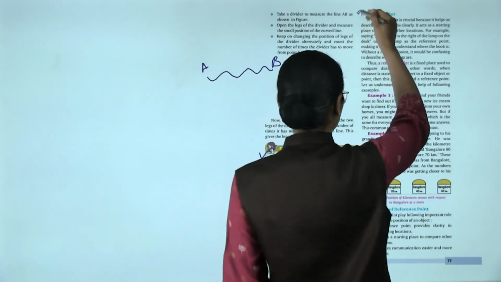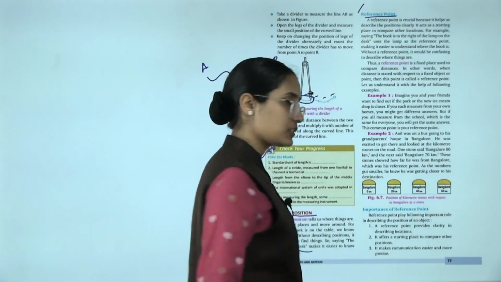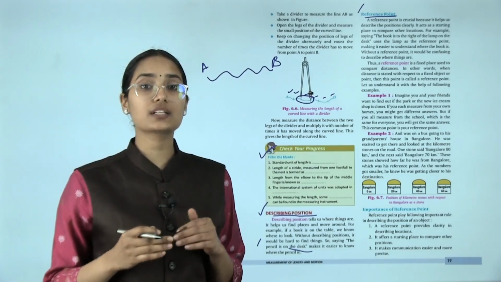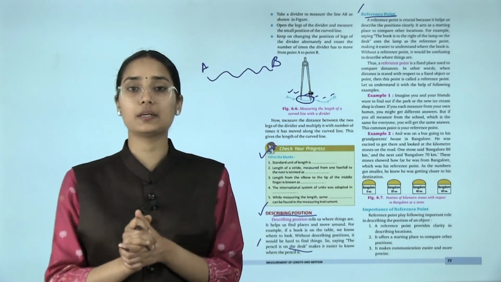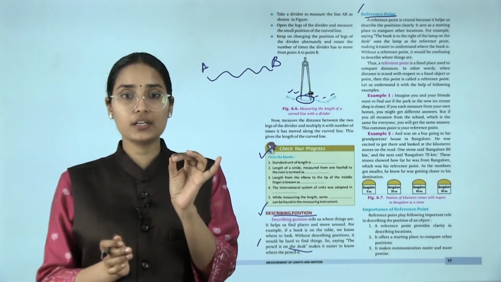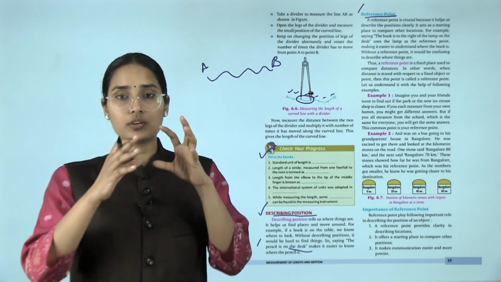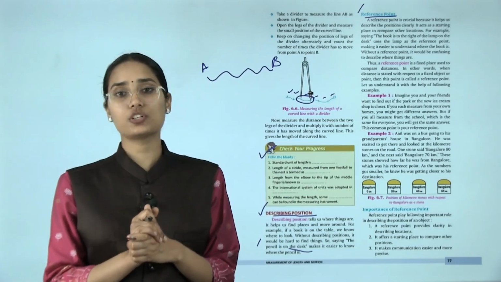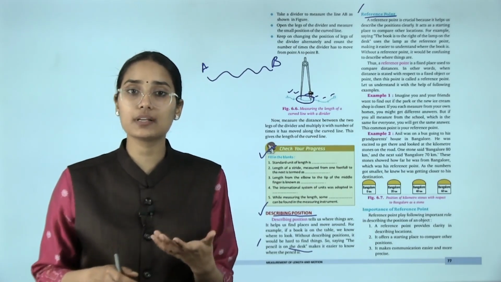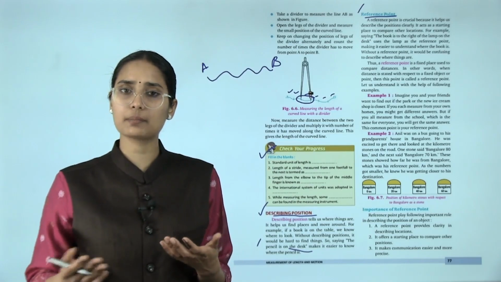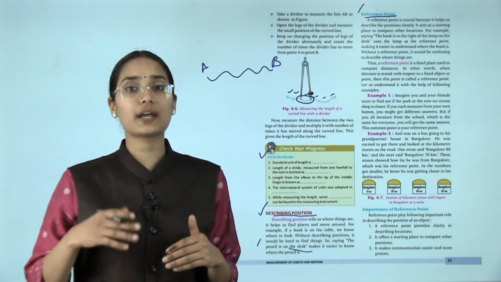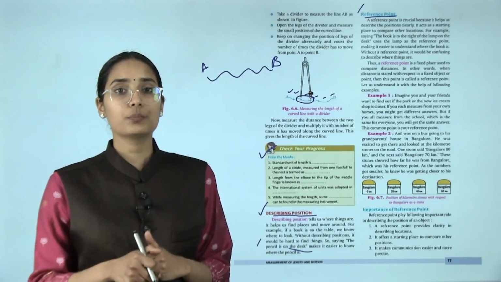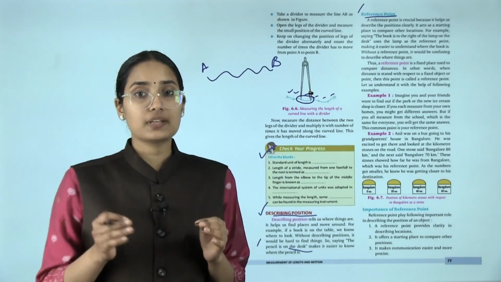For example, a reference point is crucial because it helps us describe the position clearly. A reference point is a point or an object which describes the position clearly. It acts as a starting place to compare other locations. For example, saying the book is to the right of the lamp on the desk uses the lamp as a reference point.